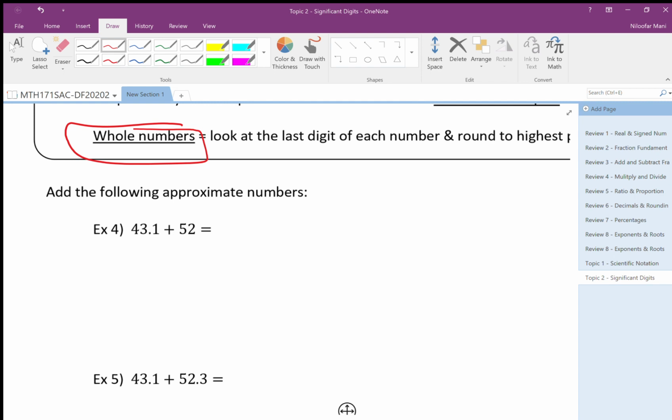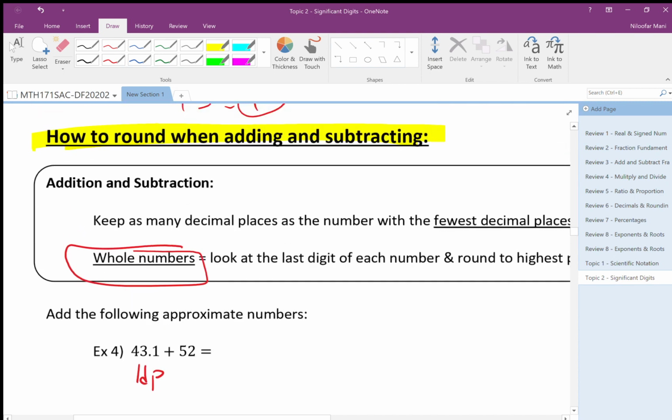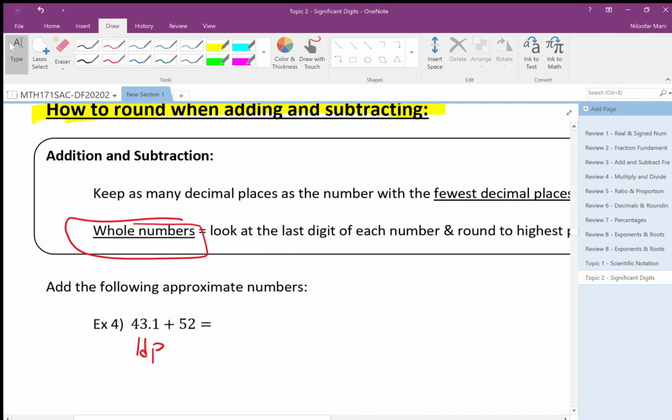Look at this. How many decimal places do I have? One decimal place. So when adding and subtracting, I round to the least decimal place. And when I say round appropriately, it means you have to look at the question and see if the numbers are approximate. For addition and subtraction, you do it differently. For multiplication and division, you do it differently.